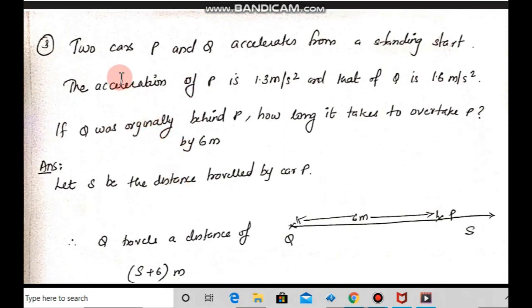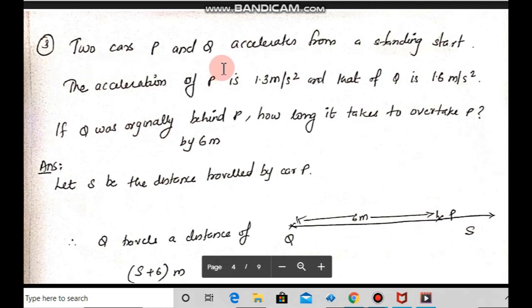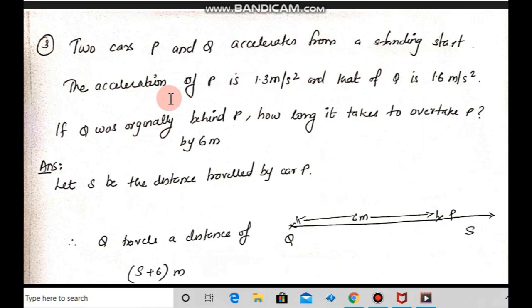All these are very easy. Next is, two cars P and Q accelerate from a standing start. The acceleration of P is 1.3 meter per second square and that of Q is 1.6 meter per second square. Standing start means it is at rest and starting from there, which means that initial velocity will be 0. And here the acceleration of P and of Q is given.